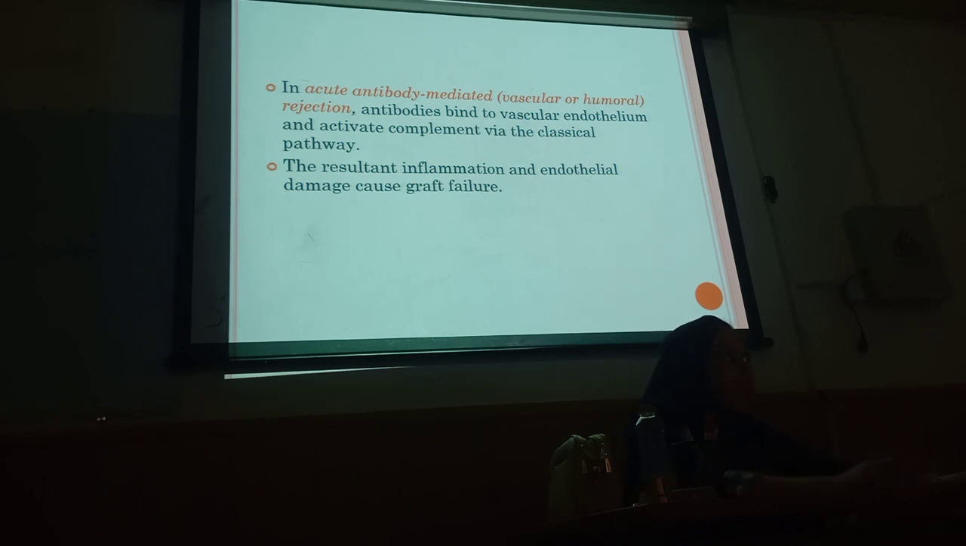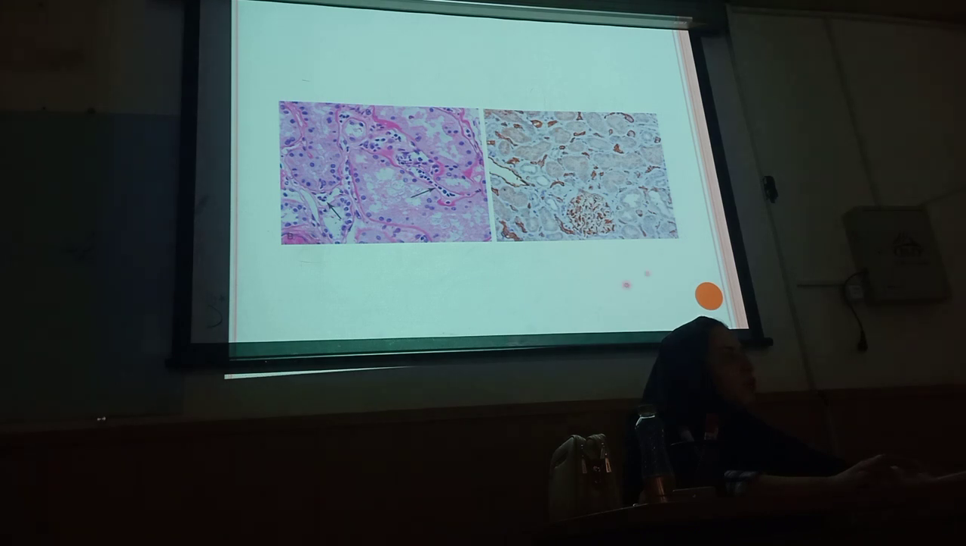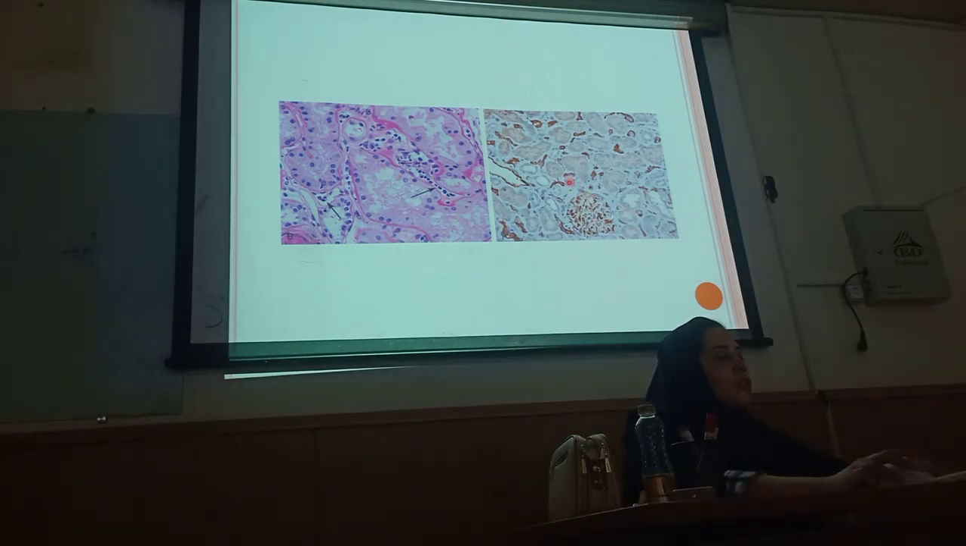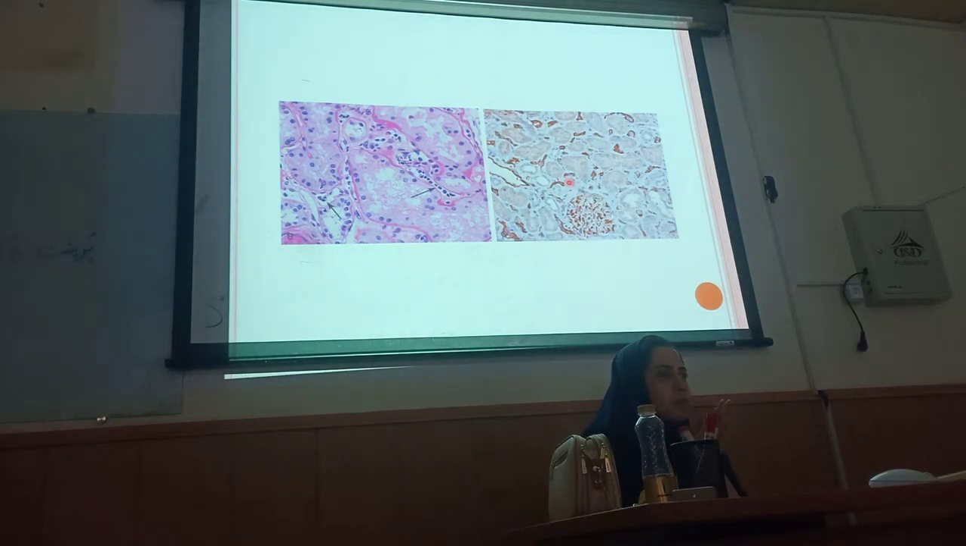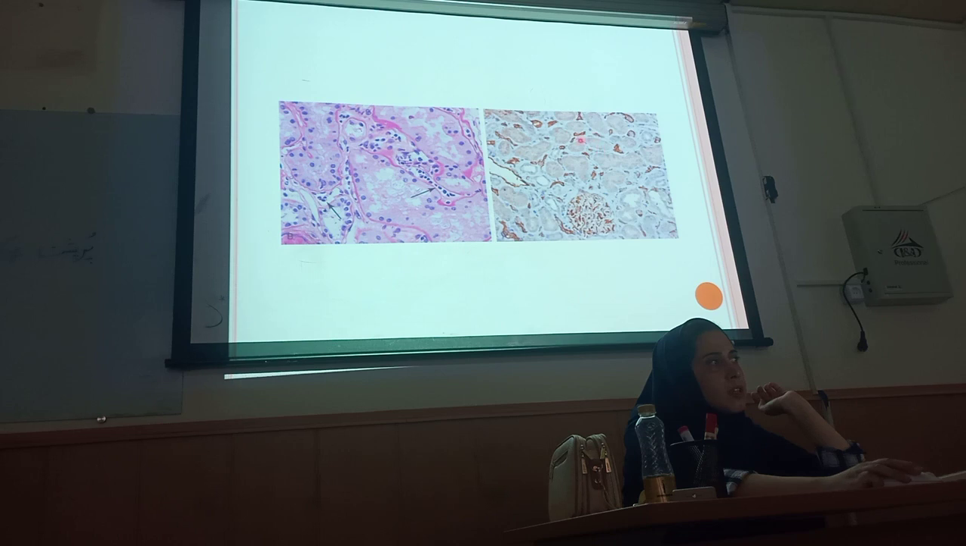And I said that we also have acute antibody-mediated rejection, which affects which part? Vessels, yes, it mostly affects vessels. As you see in this picture, you have antibody and complement activation and endothelialitis. In this picture, we use some IHC markers to confirm humoral rejection, for example C4d, which is a complement factor. We use it to confirm the presence of humoral rejection. It is the IHC, as you see here.